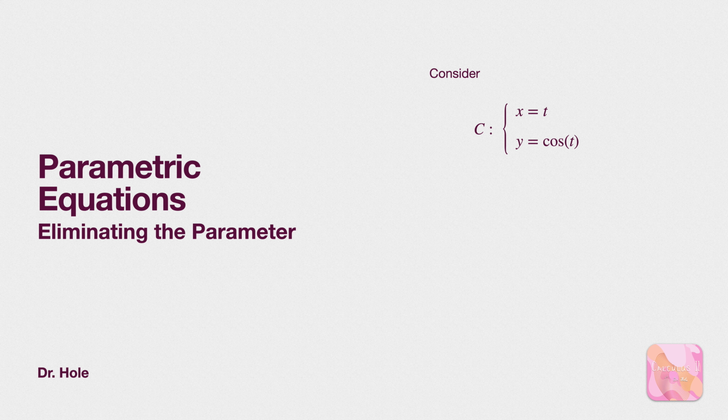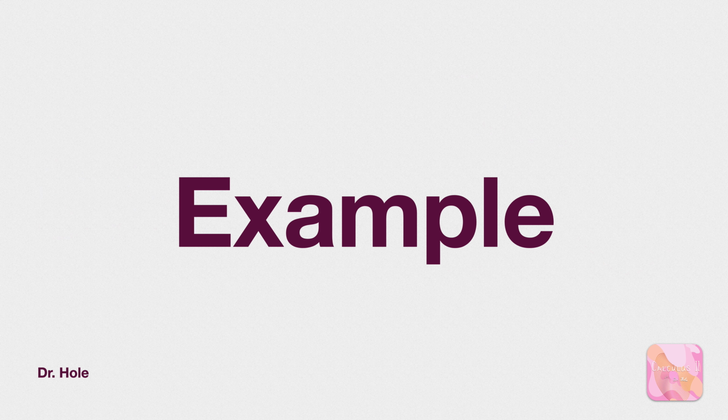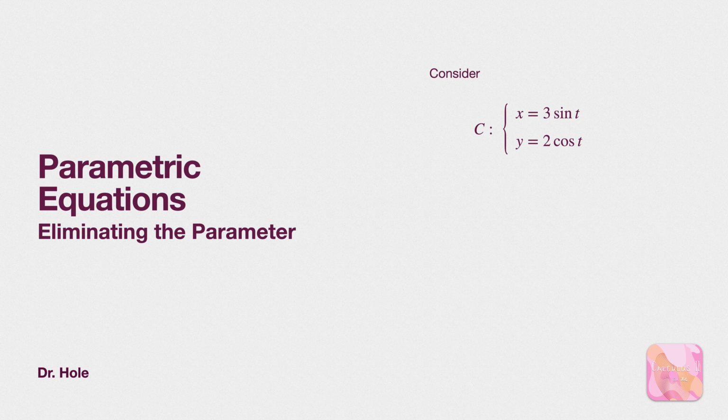Here's a very elementary example. If we take parametric curve C given by parametric equations x is the parameter, y is cosine of the parameter, then this is essentially just y equals cosine of x. And indeed, that's what the parametric curve would look like. That was pretty simple. Let's look at some more involved examples.